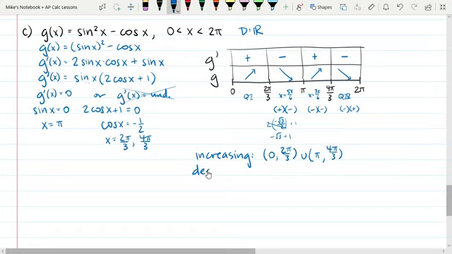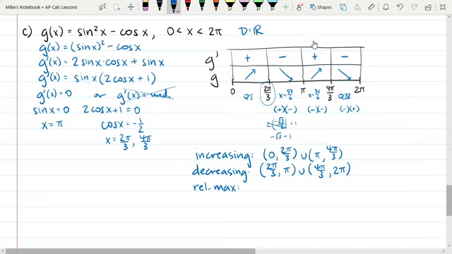And then decreasing from 2 pi thirds to pi, and then from 4 pi thirds to 2 pi. Now, we do have a relative maximum. Remember, anywhere that g prime changes from positive to negative. We actually have that happen at 2 pi thirds and at 4 pi thirds.